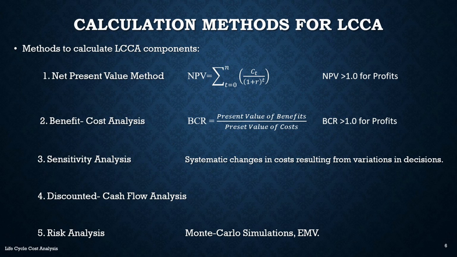Well, talking about the calculation methods of LCCA, first method is the net present value method. It is a method to evaluate the economic feasibility of projects by comparing their present values. Then comes the benefit cost analysis. And if the BCR and NPV are greater than 1, we should continue with the project.